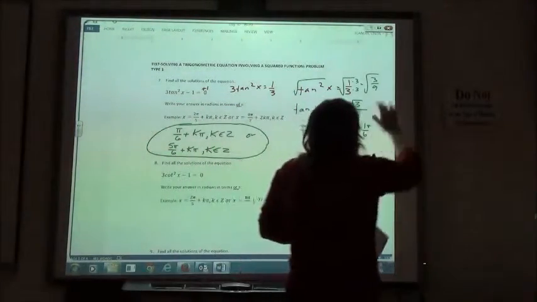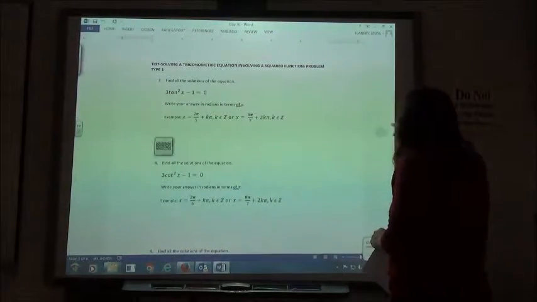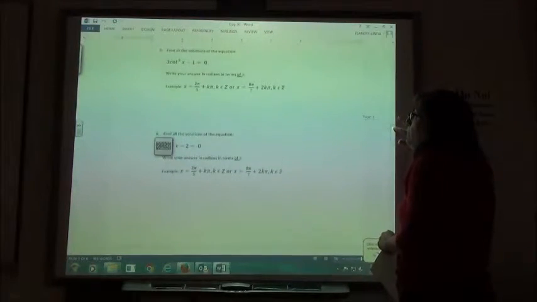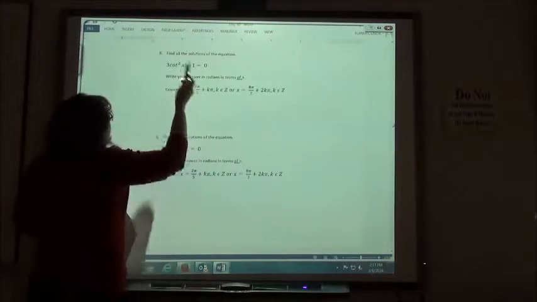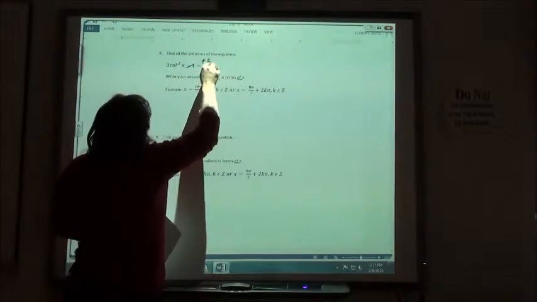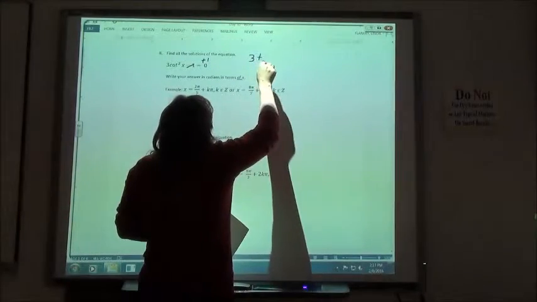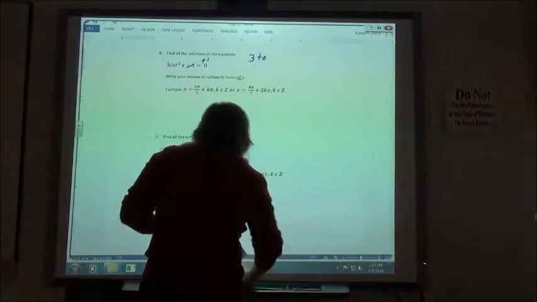Number 8, I'm going to move the board up here. So number 8, we're doing cotangent squared. Again, we want to solve it, so we're going to add our 1. 3 cotangent.